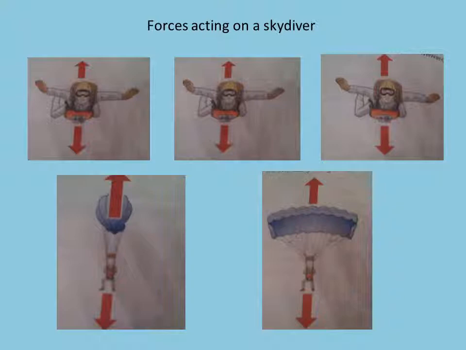Eventually, the air resistance increases to the point where it is the same size as his weight. The forces on him are now balanced, so he will not go any faster. He has hit his top speed, or terminal velocity.